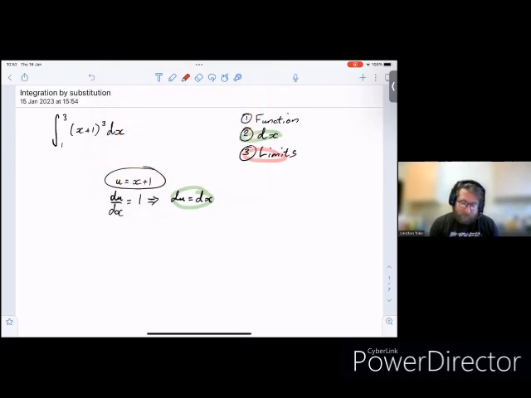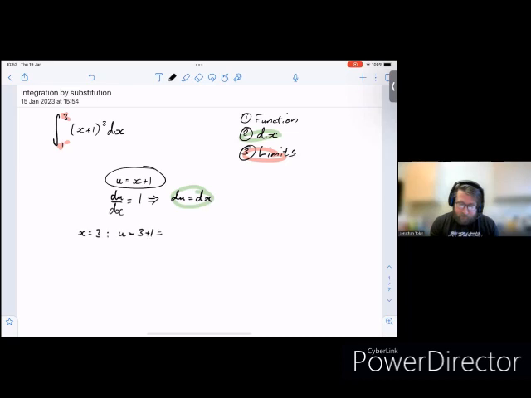So if we want the limits, the original limits are 1 and 3. So let's have a look. Let's say when x equals 3, we know that u equals x plus 1. So u equals 3 plus 1, which is 4. And when x equals 1, u equals 1 plus 1, which is 2. So they are our new limits. The 3 and the 1 become 4 and 2.